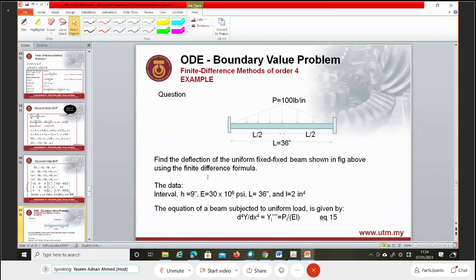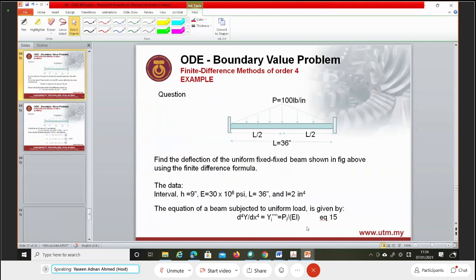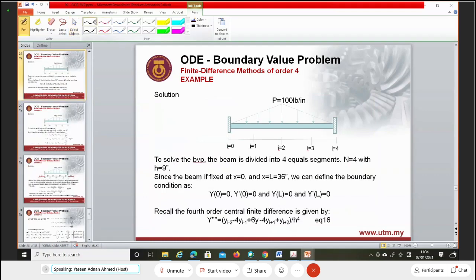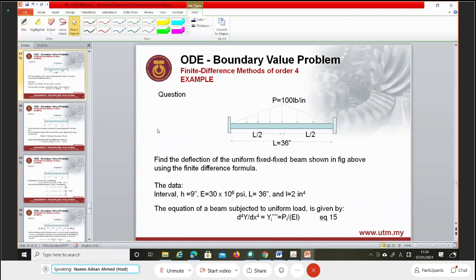So for an example here, this is actually fourth order. In this case, of course, the initial conditions should be given. If it is not given, you have to understand the conditions. Okay. So for an example, y is the deflection in this case. So it's y4 is p divided by EI. P means the load. Okay. So they ask you to find the deflection of the uniform fixed beam. So both ends are fixed. You have to find out the deflection using finite difference method. So using what, it will not be mentioned in your class test.